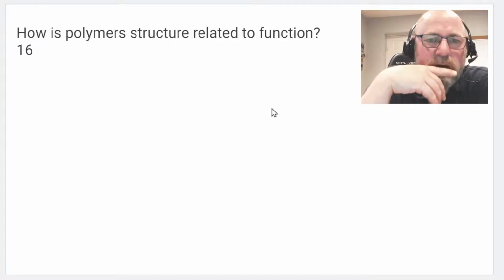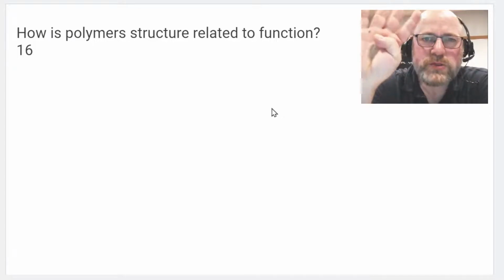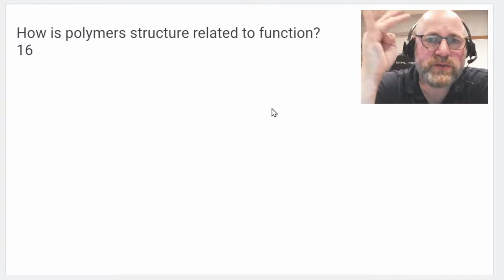What do you guys think for polymers, and how is their structure related to the function? What would you make your 4 paragraphs on? What 4 polymers would you pick?